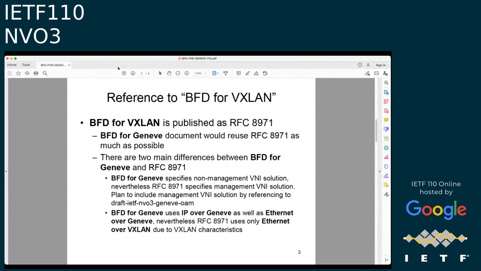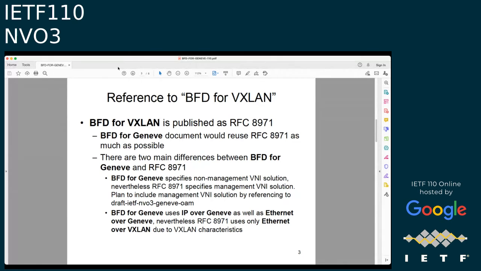For the BFD for Geneve draft, except for Geneve tunnel encapsulation, BFD for VXLAN is also one of the most relevant documents, which is now RFC 8971. Considering the similarities between BFD for Geneve and BFD for VXLAN, the BFD for Geneve document would reuse RFC 8971 as much as possible.